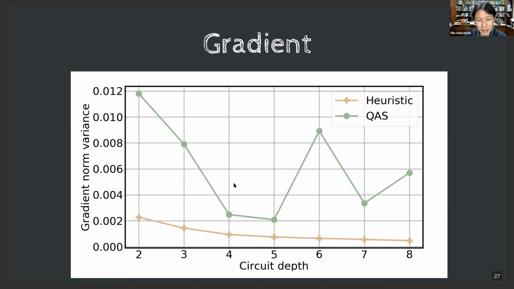So it's the gradient norm divided by the dimension of the system here, so that we kind of get rid of the dimension. We only focus on the depth. Okay, thank you.